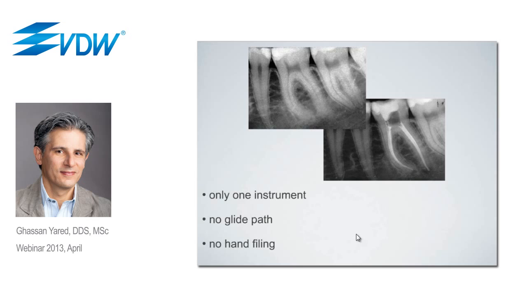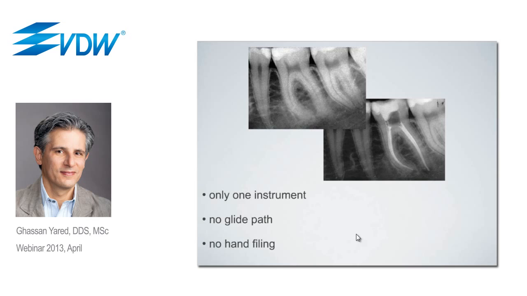If the instrument number 8 or 10 reaches the working length without having to pre-curve it at the tip, then we know that the curvature is gradual, and that was the case here. Then we know that it is safe to continue with the Reciproc to the working length.